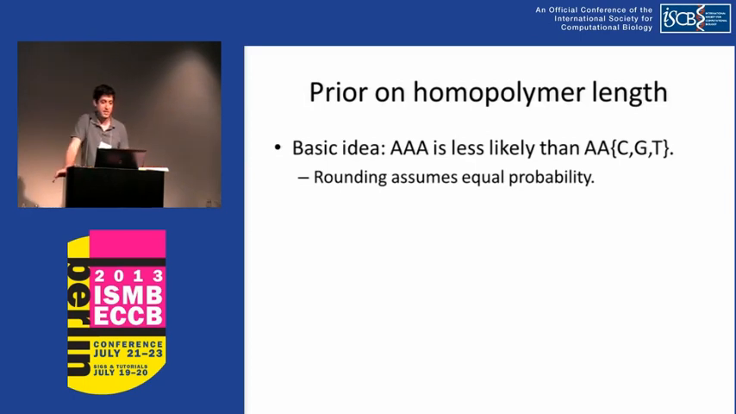And the last thing is the prior on the homopolymers. So the basic idea is that, for example, 3 A's are less likely than 2 A's, because 2 A's means 2 A's and then C or G or T. So we have actually 3 possibilities, and 3 A's is just 1 possibility. And if you think about it, if you have this rounding method, it places a threshold of 0.5 on whether you call it as 2 incorporations or 3 incorporations. So this threshold sort of assumes an equal probability on all these scenarios. And this is probably not optimal.